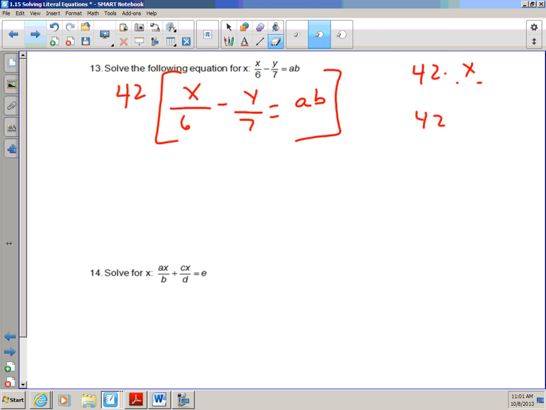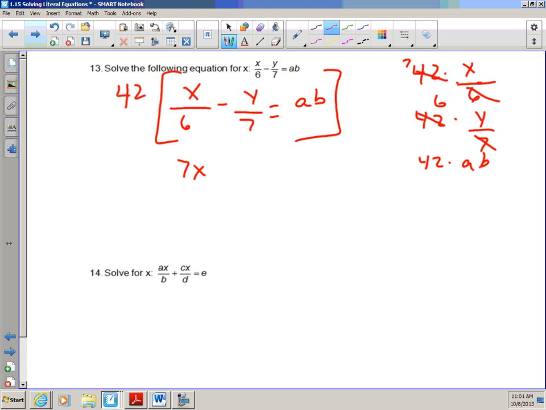All of you at home yelling, he made a mistake. Good. Hopefully you saw that. 42 times y over 7. And then 42 times a over b. I have to multiply it by each of the separate terms, otherwise my equation doesn't stay balanced. Well, this becomes 7x, cross cancel. This becomes 6y, and this becomes 42ab. Well, what was I solving for? x. Add 6y.